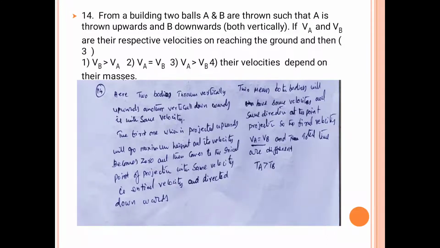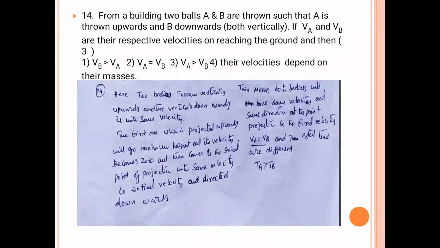A goes up to a maximum height where its velocity becomes 0, then comes down, once again coming to the plane of projection, the point where it has been projected. That means it will have the same velocity, but the direction is different. Previously it was upward. Once again, when it comes to the point of projection, its velocity will be the same, but towards downwards. That means entirely the opposite direction.